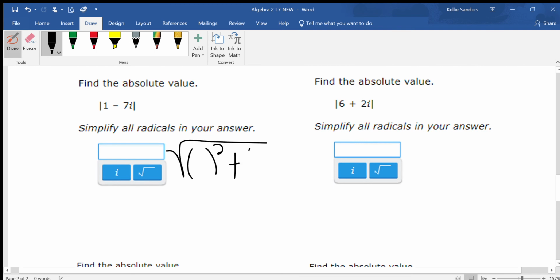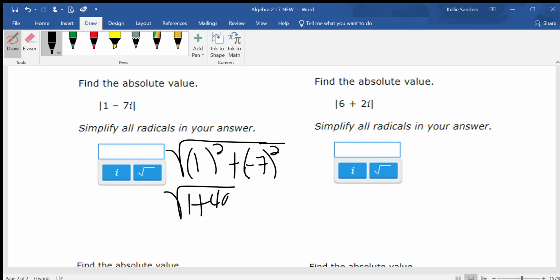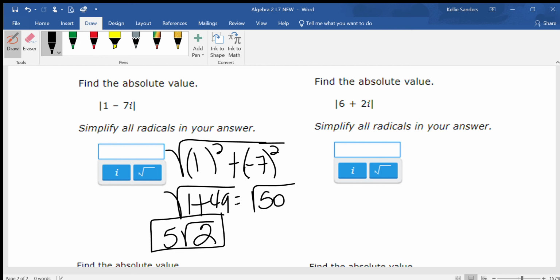Square root of something squared plus something squared. I honestly don't know why I put so many of these on here. 1 and negative 7. 1 plus 49 is 50. If you would have put everything else that we have been doing in the calculator, you would have gotten the same answers as what I did. If you put the square root of 50 in the calculator, it will break down into 5 square root of 2. Again, if you want me to remind you why it goes to 5 square root of 2, I definitely will.